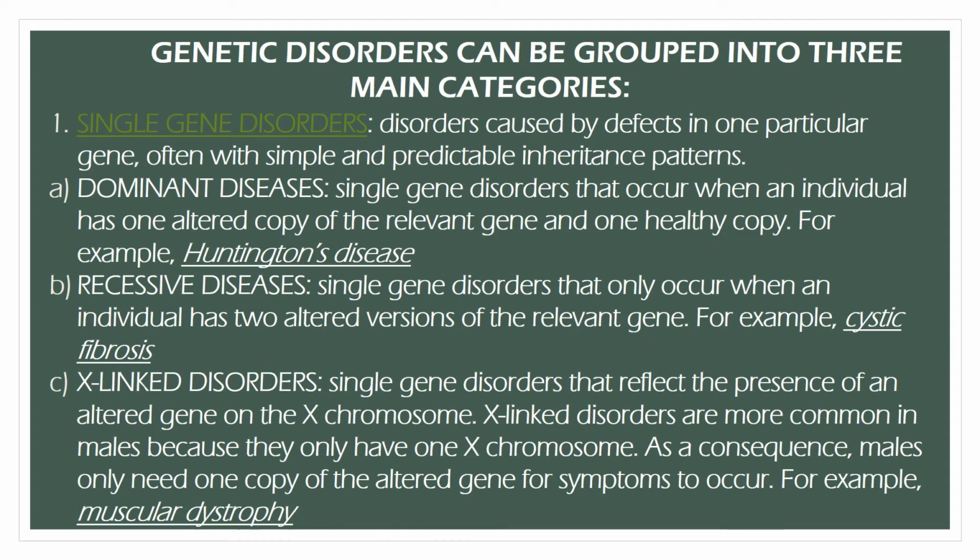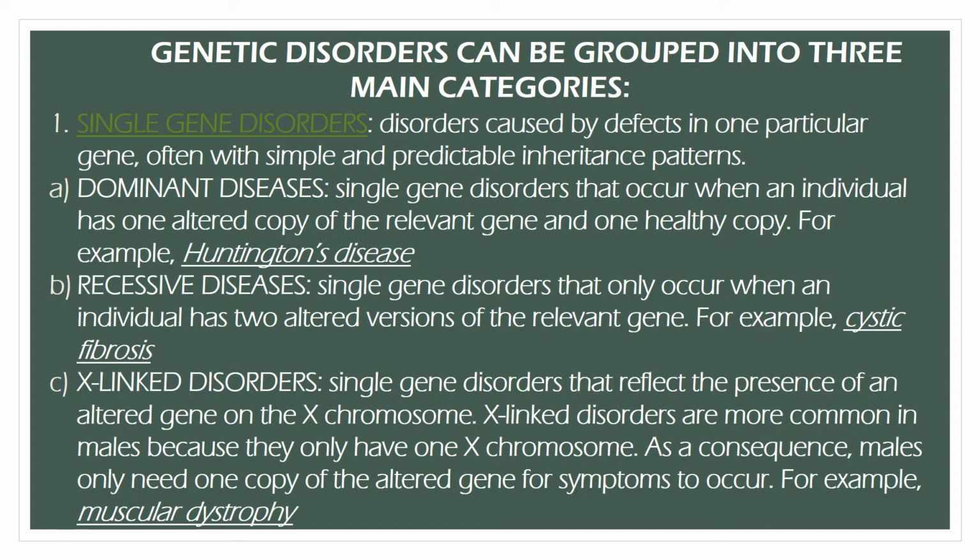Now let's discuss the genetic disorders, which can be grouped into three main categories. First category, we will discuss the single gene disorders. Single gene disorders are disorders caused by defects in one particular gene, often with simple and predictable inheritance patterns. We have three: the dominant diseases, recessive diseases, and the X-linked disorders.